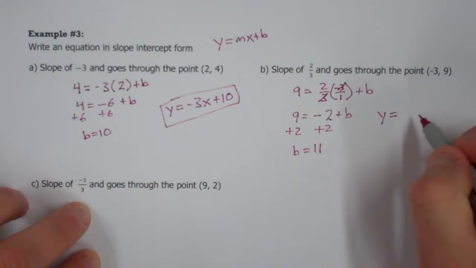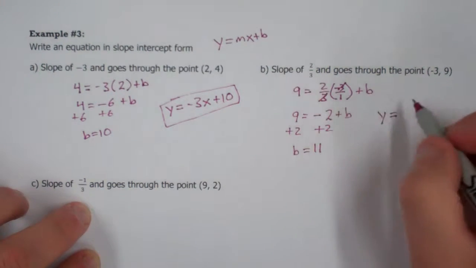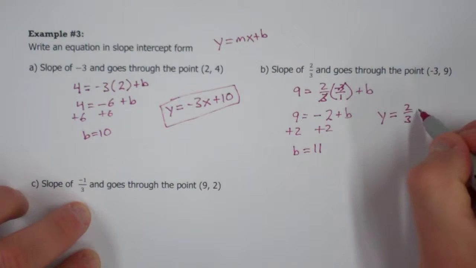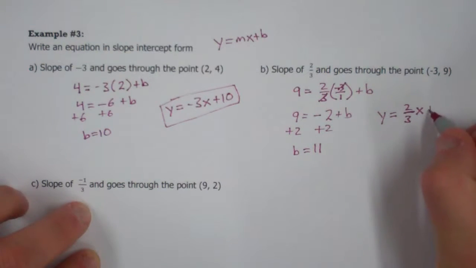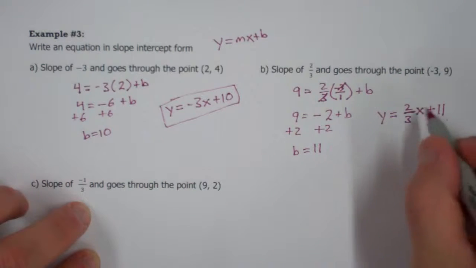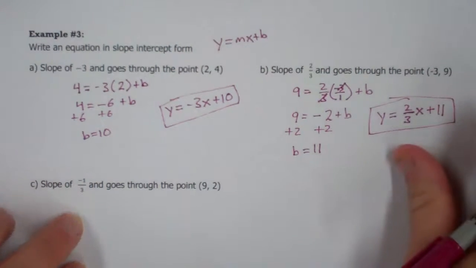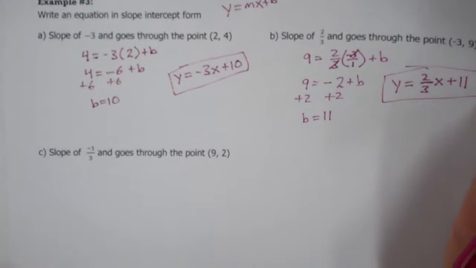We want to keep the y and the x. We'll change the slope for what it is. It's 2/3. When we write the x, it's normal to write the x just to the right of the horizontal fraction bar. It belongs in the numerator, but this allows us to see the coefficient, which is 2/3 here. And then we've got plus 11. That's your b.